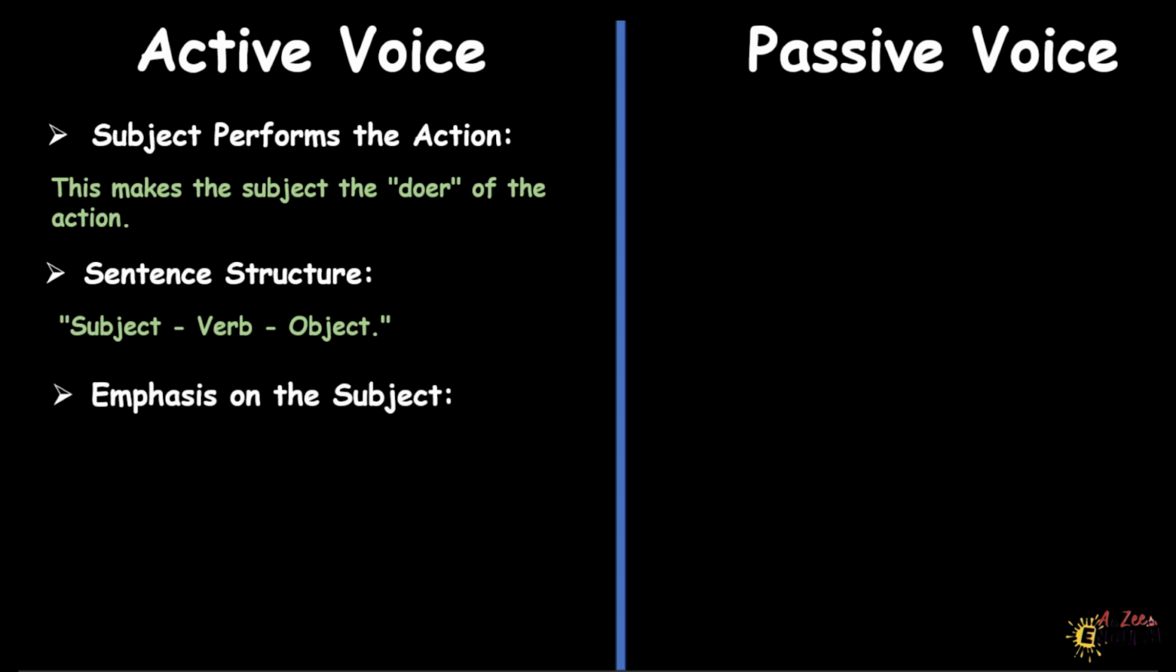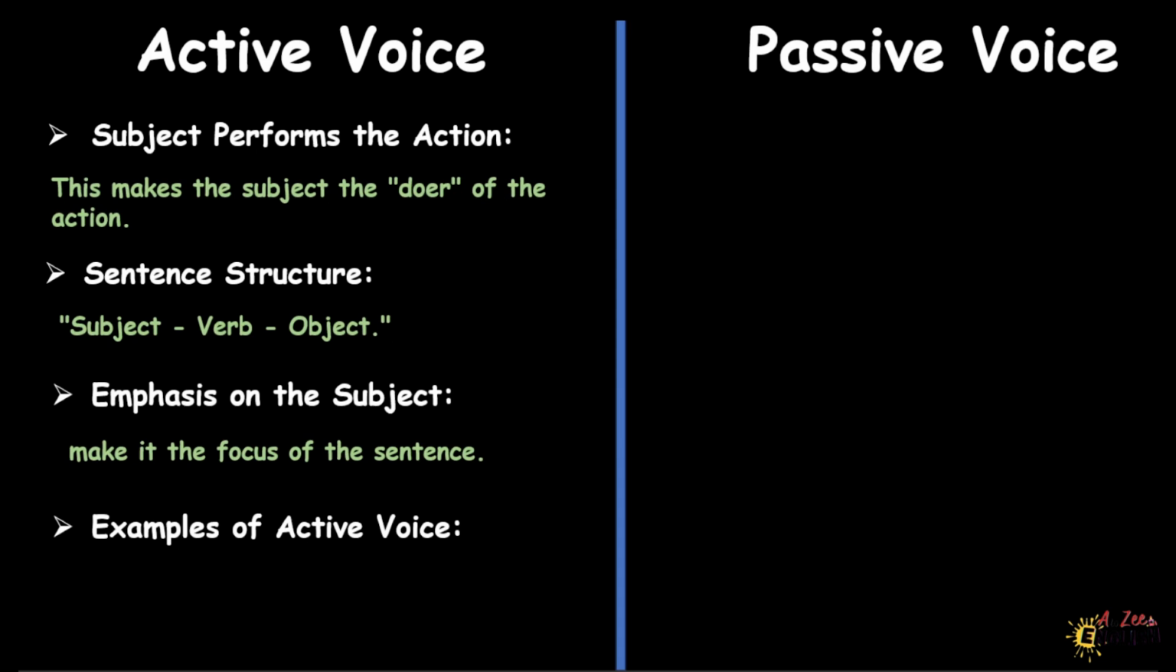Emphasis on the subject. Active voice is often used when you want to emphasize the subject and make it the focus of the sentence. It provides a straightforward and concise way to express actions. Examples of active voice. She wrote the report.